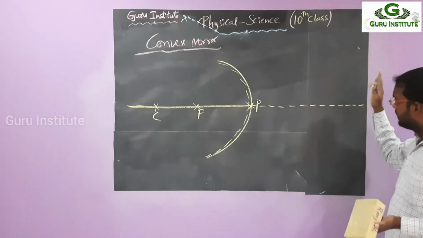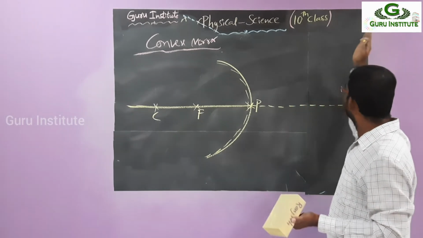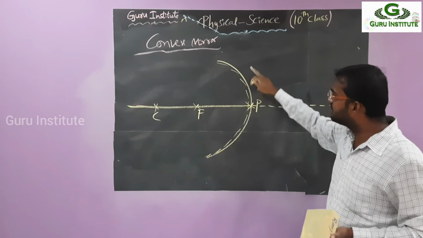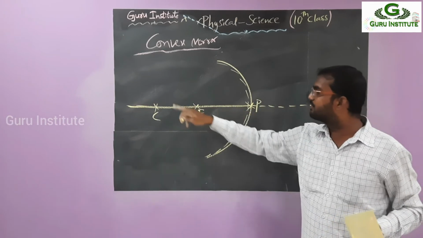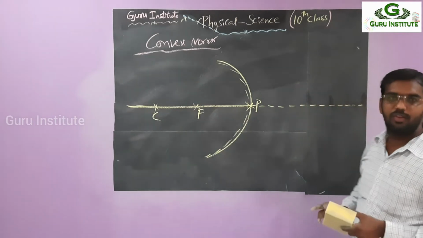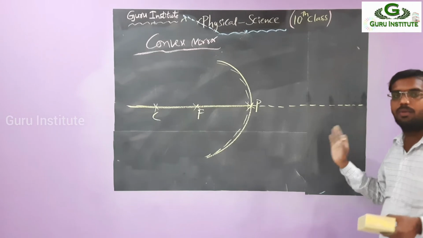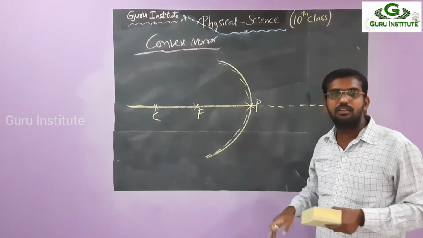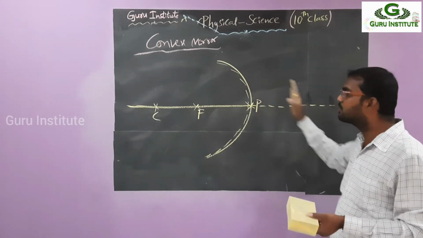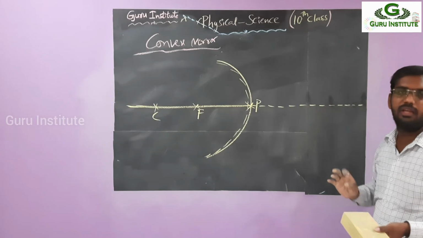The object is here at C, beyond C, between F and C, like this. We are always moving from here, moving the object like this. But here, what happened? This is the mirror. P, F, C are always on the inner side of the mirror. We can't keep any object inside the mirror. We can only keep the object outside the mirror. So that's why there are no separate cases here.